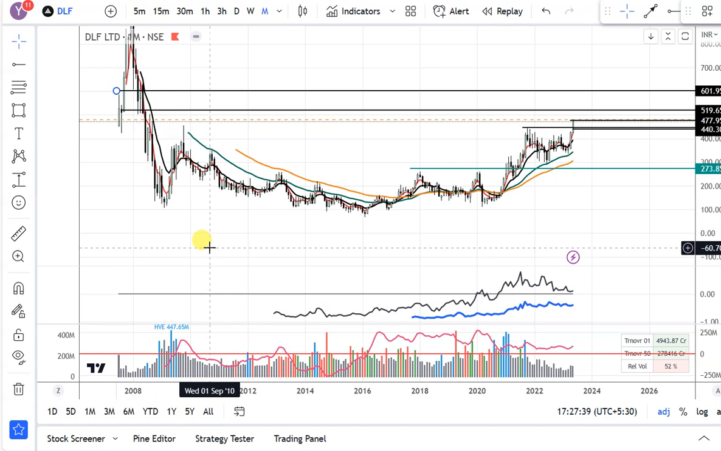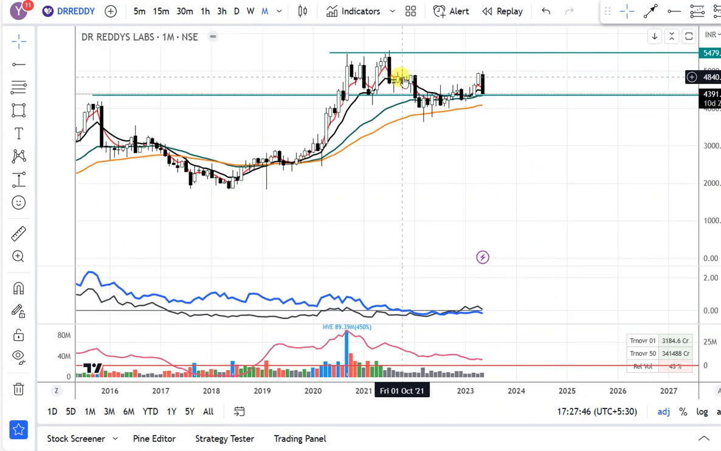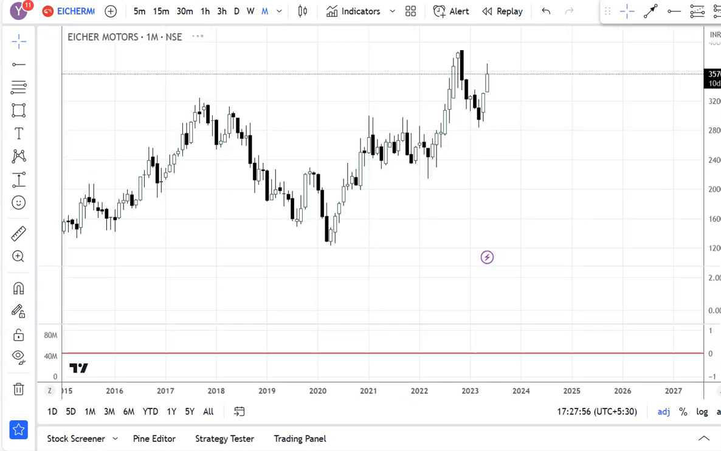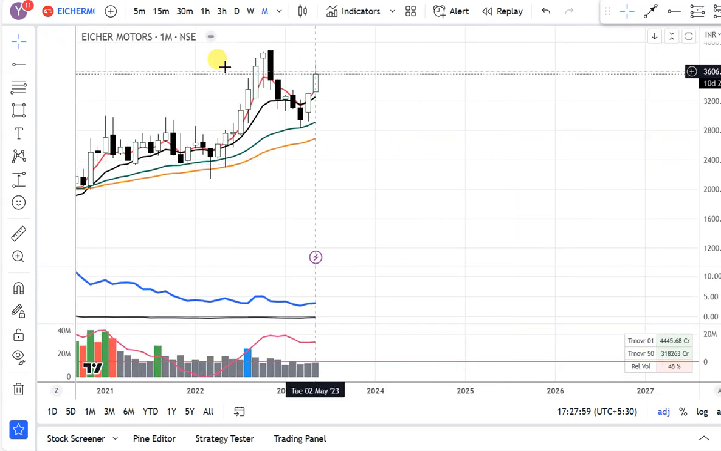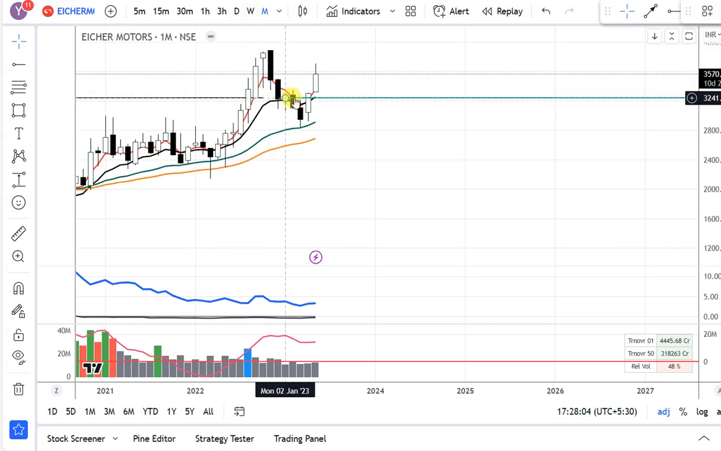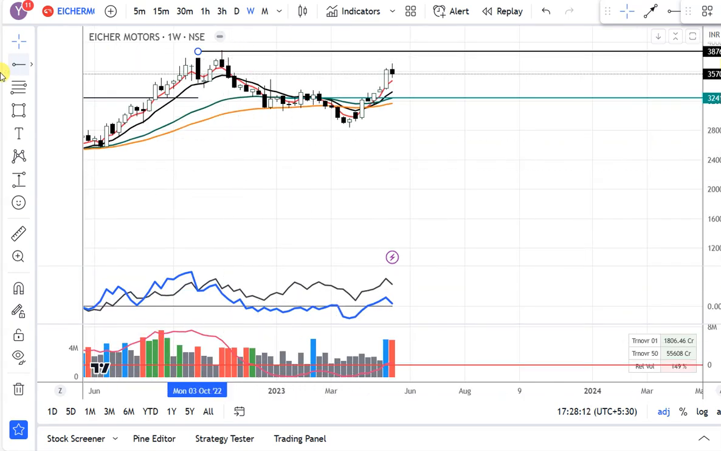Dr. Reddy, nothing, because it was not able to breach this area, and exactly in that area it gave strong selling pressure. Eicher Motor was a really good setup in this area, but right now it is entering a very risky resistance area where it can find a little bit of pressure, which has already been seen. Until 3875 is broken with volumes, we will have to wait and watch.